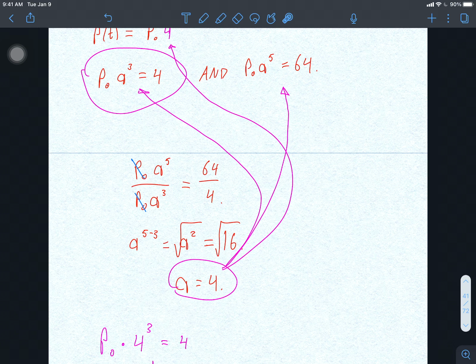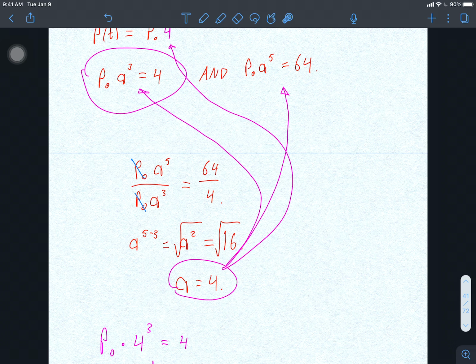So when I write p naught a cubed equals 4, what I really mean is that that expression there is actually 4, right? But what I'm trying to do is break it up in such a way that I can figure out what the component parts are. But this is just a fancy way of writing the number 4. So when I write this here, it's just a fancy way of writing the number 4. So all this equation really says is that 64 divided by 4 equals 64 divided by 4. Is that clear? Yeah, great question. Any other questions on this example?